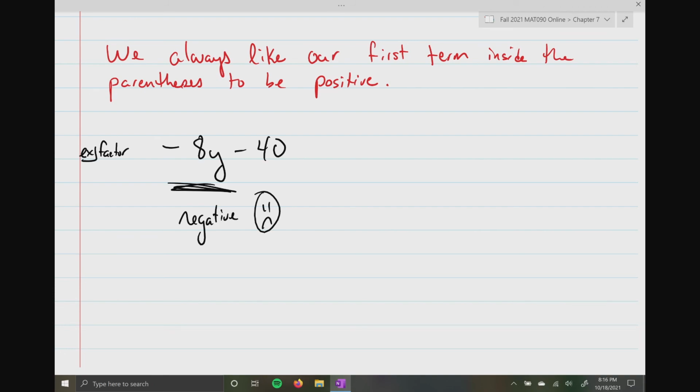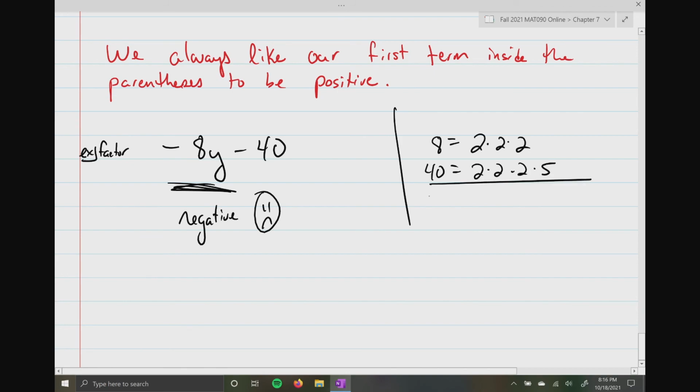So if you come over to the right, 8, remember, is 2 times 2 times 2. 40 is going to be 2 times 2 times 2 times 5. So my GCF is going to be, well, if you drop all these down. Remember, we are concerned with overlap only. So the GCF is going to be 8. Now, here's the catch. We don't want that first term inside our parentheses to be negative. So, in reality, our GCF is going to be negative 8.